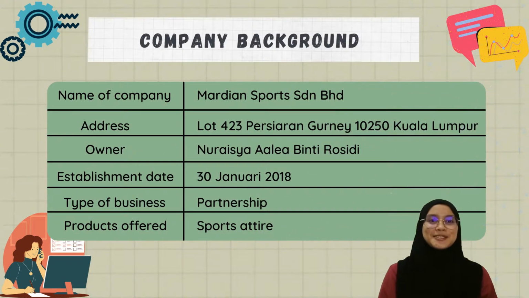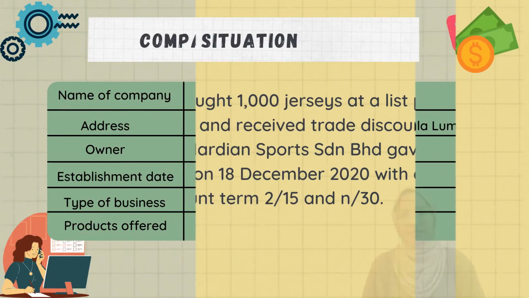So next, I'm going to tell you the details of the company background. The name of the company is Marden Sports Sdn Bhd, which is located at Lot 423 Persiaran Gurney, 10250 Kuala Lumpur. The owner of the company is Aalea Binti Rosidi, and the company was established on 30 January 2018. The type of business is partnership, and the product offered by the company is sport attire.